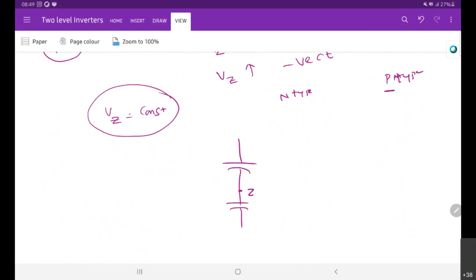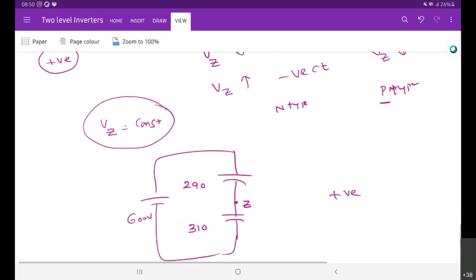So this is Z. Assume that at some point of time this is 290, and this is 310 volts. This is connected to some 600 volts. Assume that the current is positive.